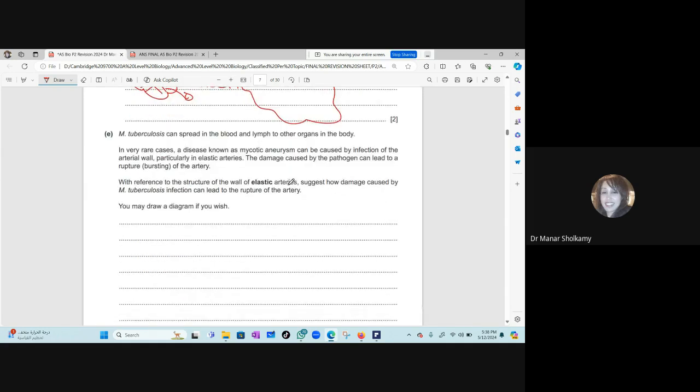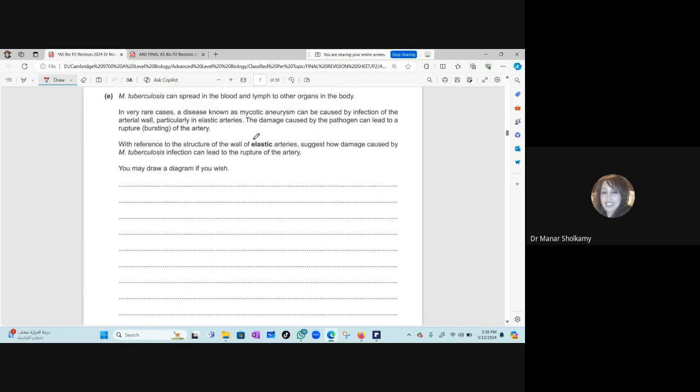Okay. Now here they're talking about the structure of the elastic arteries. Can you remind me of the structure of the artery in three walls, and specifically elastic arteries? We have the tunica intima, and then the tunica media, and then the tunica externa. Now, can you tell me the tunica intima? How do I draw it? It's made up of what? It's made up of elastic fibers.